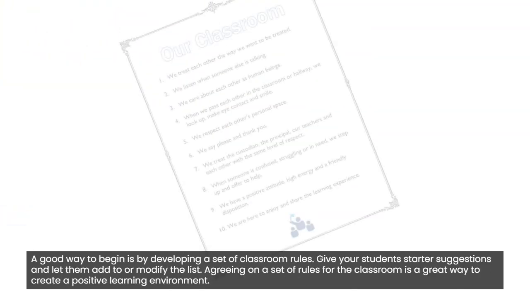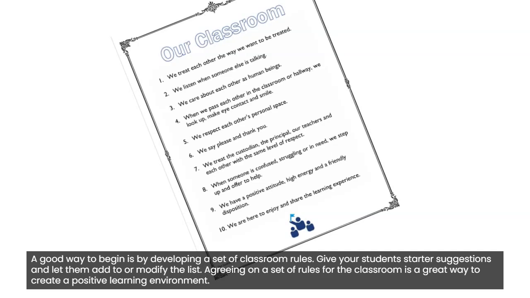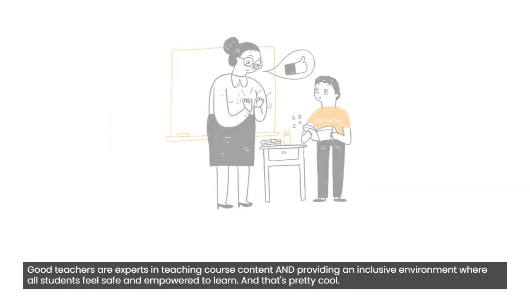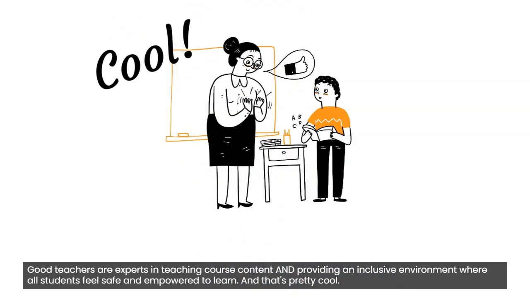A good way to begin is by developing a set of classroom rules. Give your students starter suggestions and let them add to or modify the list. Agreeing on a set of rules for the classroom is a great way to create a positive learning environment. Good teachers are experts in teaching course content and providing an inclusive environment where all students feel safe and empowered to learn. And that's pretty cool.